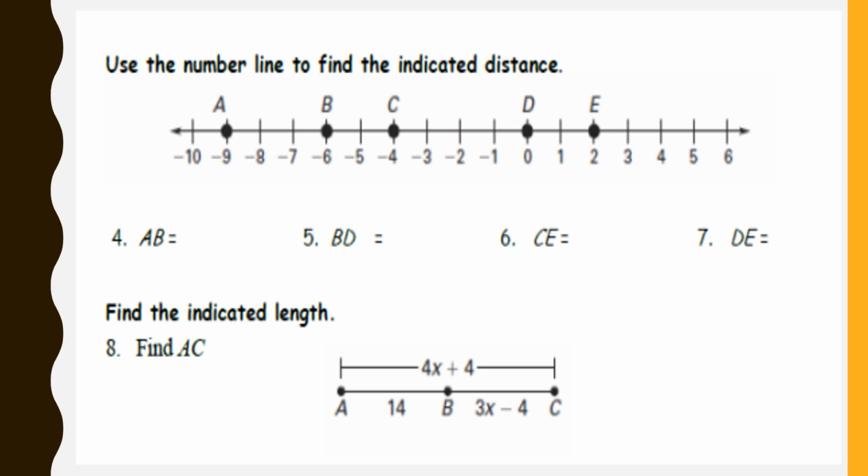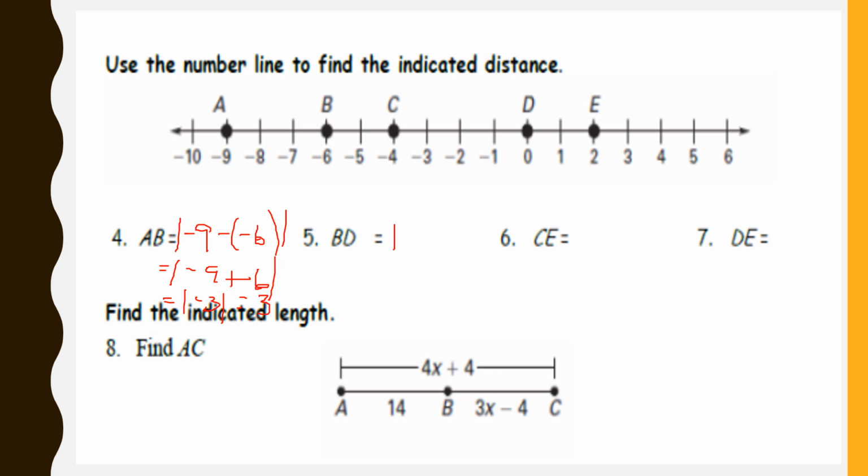We have here AB. So we have the absolute value of A, which is negative 9, minus negative 6. So we could say that we have negative 9 plus 6, because negative times negative is positive. Therefore, negative 9 plus 6 is negative 3. So the distance, or the absolute value of negative 3, is 3. Therefore, the distance of A to B is 3 units.